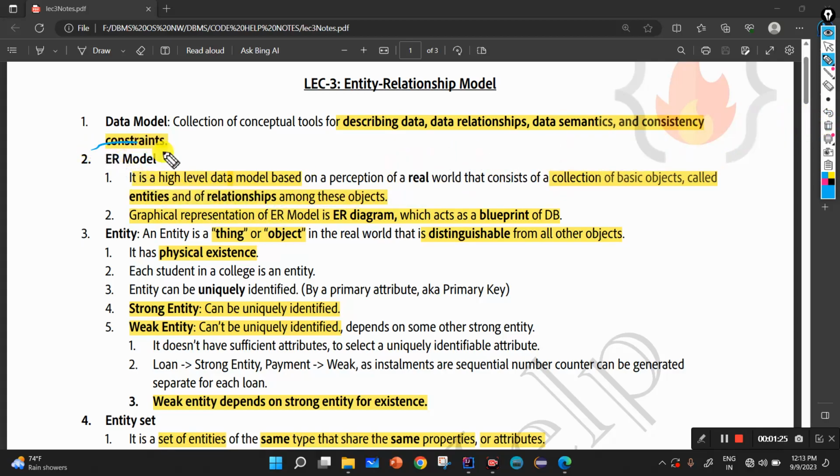Now ER model is a different thing and ER diagram is a different thing. The graphical representation of ER model is called ER diagram. Okay, the graphical representation of ER model is nothing but ER diagram, which acts as a blueprint of the DB. Got it?